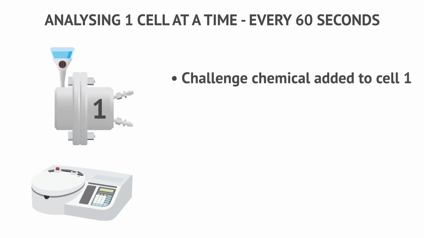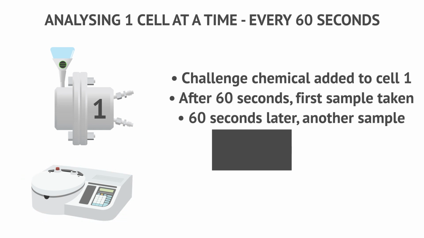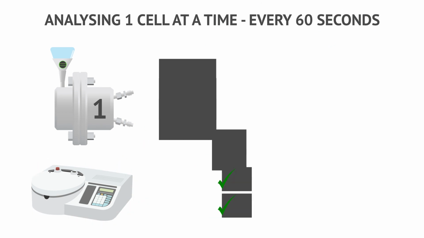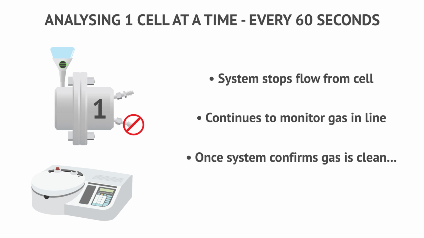First, the challenge chemical is introduced into cell 1. After 60 seconds, the first sample is taken, followed by another sample 60 seconds later, and so on until either breakthrough happens or the time is up. The system then stops the flow from the cell while continuing to test the gas in the line.